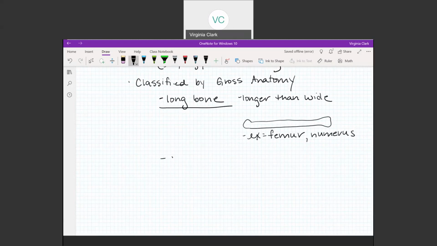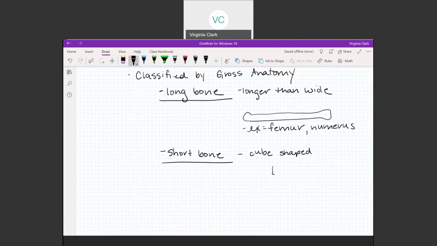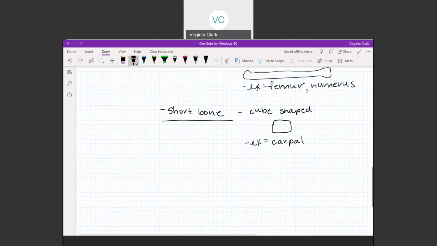You can also have a short bone. A short bone is going to be just like what it is. It's going to be kind of cube-shaped, kind of short. So it is going to be about the same width as it is length. An example of this is going to be found in your hands, and these are going to be your carpal bones. So when you get to this section of the fingers and the hands, look at the carpal bones, and those are examples of short bones.